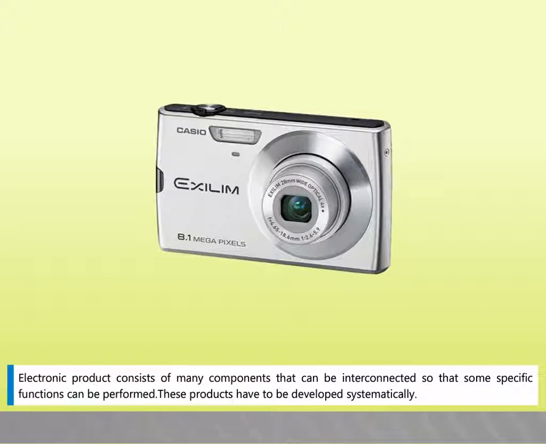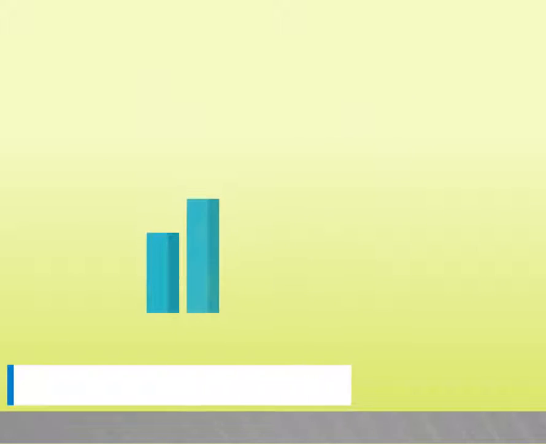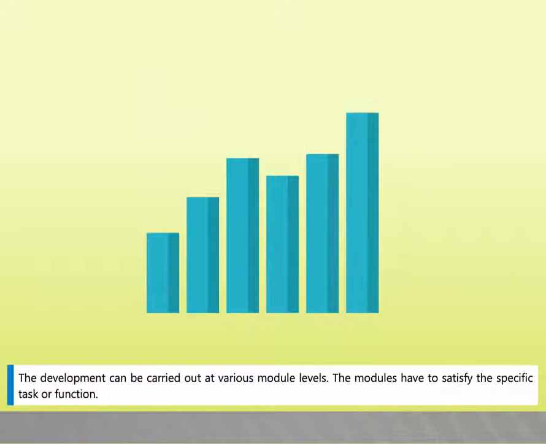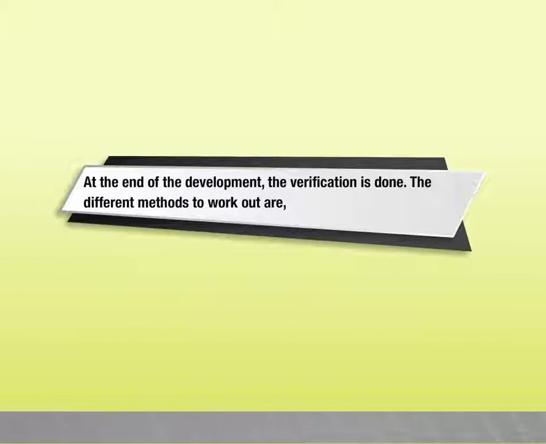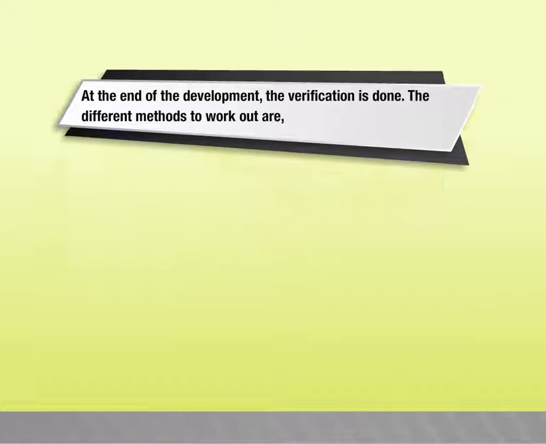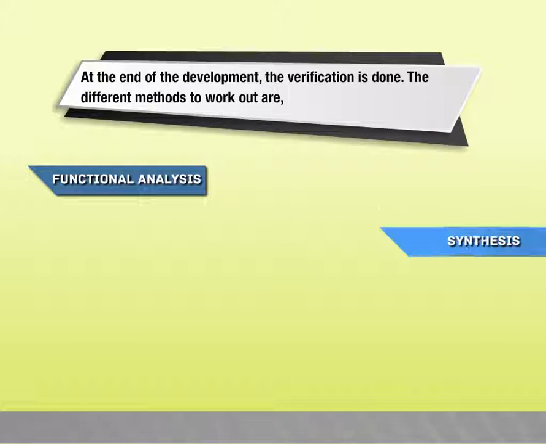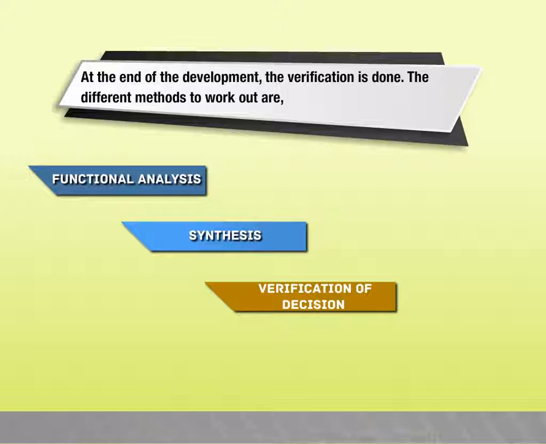These products have to be developed systematically. The development can be carried out at various module levels. The modules have to satisfy the specific task or function. At the end of the development, the verification is done. The different methods to work out are functional analysis, synthesis, verification of decision, and documentation.